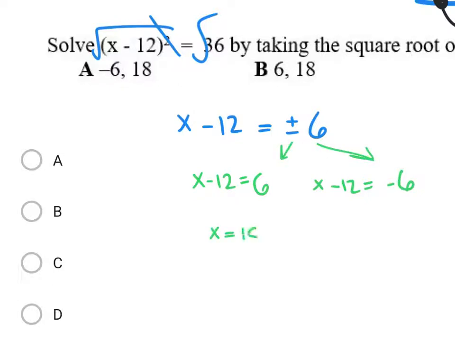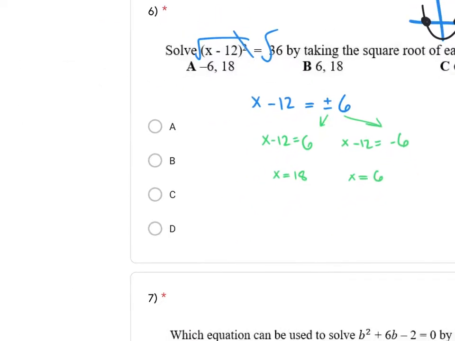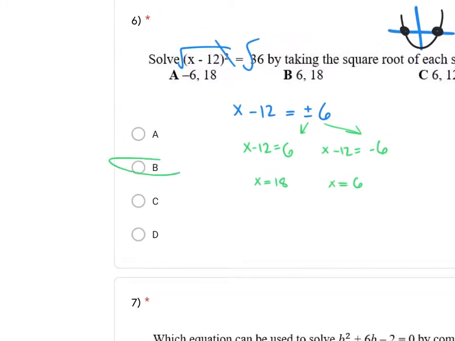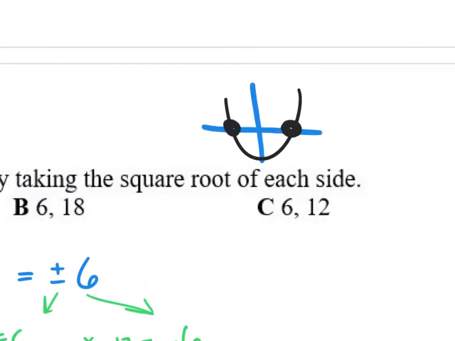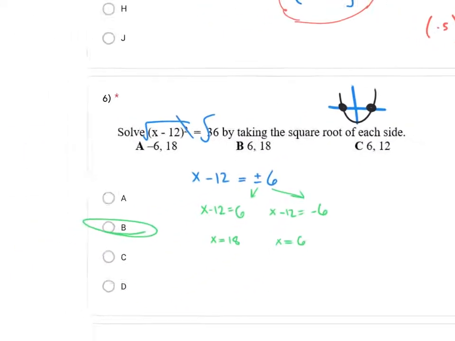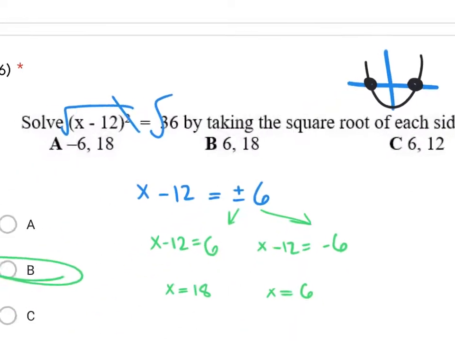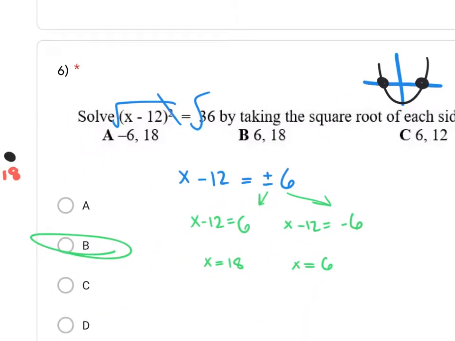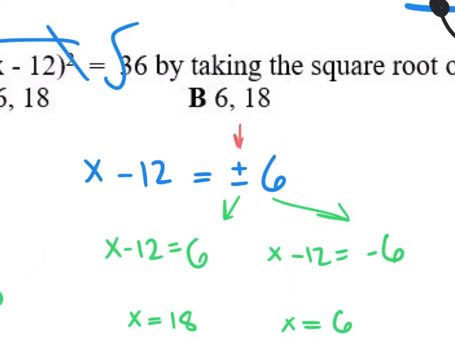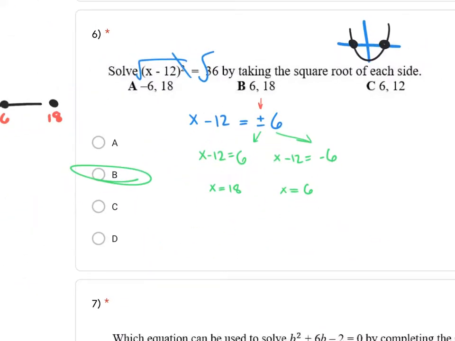So when I add 12 to both sides, we'll get an 18. When I add 12 to both sides here, we'll get a 6. So that gives us our answer of B. Now up here I talked about for the plus or minus how you'll get one positive, one negative. It can also be one like this where we had 6 and 18. It doesn't necessarily have to be one positive and one negative like this picture, but whenever we're taking a square root, we do have to consider the positive and the negative version of its answer.